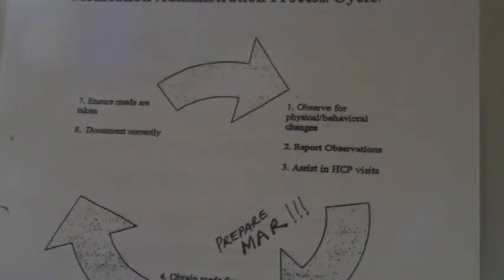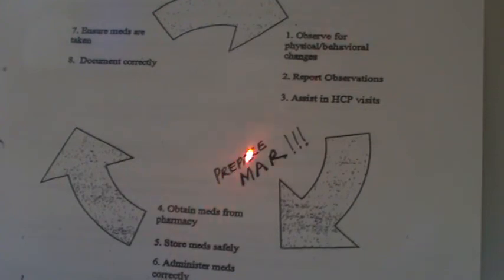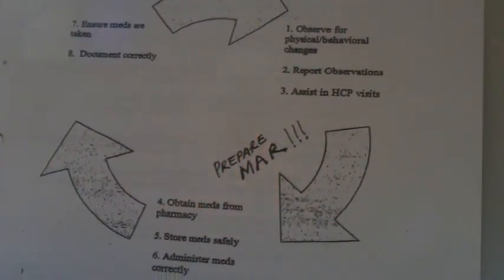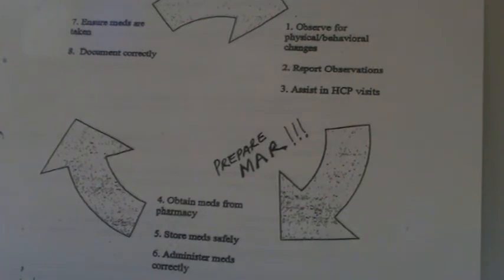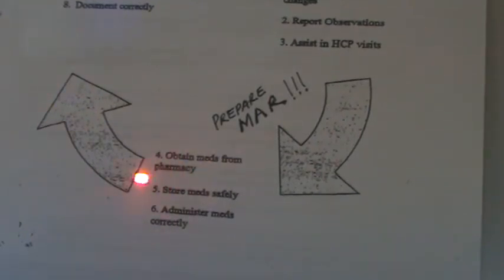When you get home, the next thing you're going to do is prepare the MAR, and we're going to do that after this. You're going to obtain the medication from the pharmacy. You're going to fax the original doctor's order to the pharmacy that your company uses, whether it is Walgreens or CVS, or you will know which company supplies your medication. They will fill the prescription and deliver it to you. If they have a question about the prescription, they will call the doctor.